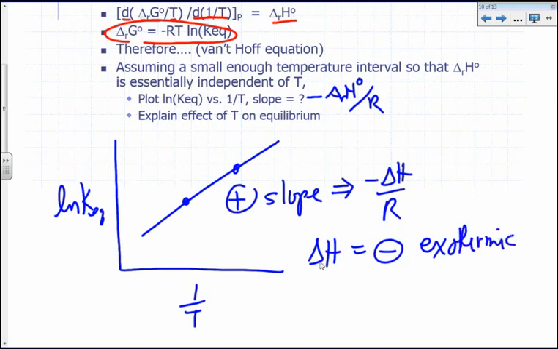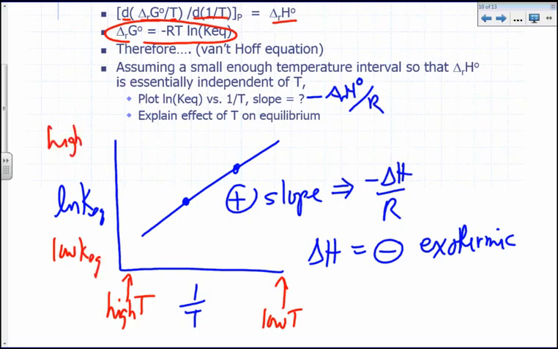The value of 1 over T here is lower, so points over on this side represent high temperature. Points on this side would represent low temperature, right? And this is low KEQ, and this is high KEQ up here. A higher log of KEQ means a higher KEQ. So what is this graph telling us? The higher the temperature, the lower the KEQ.